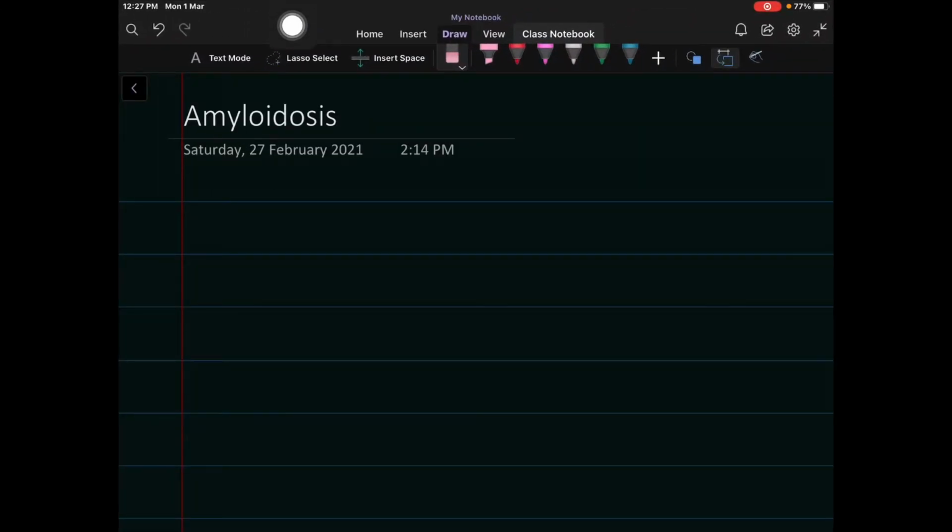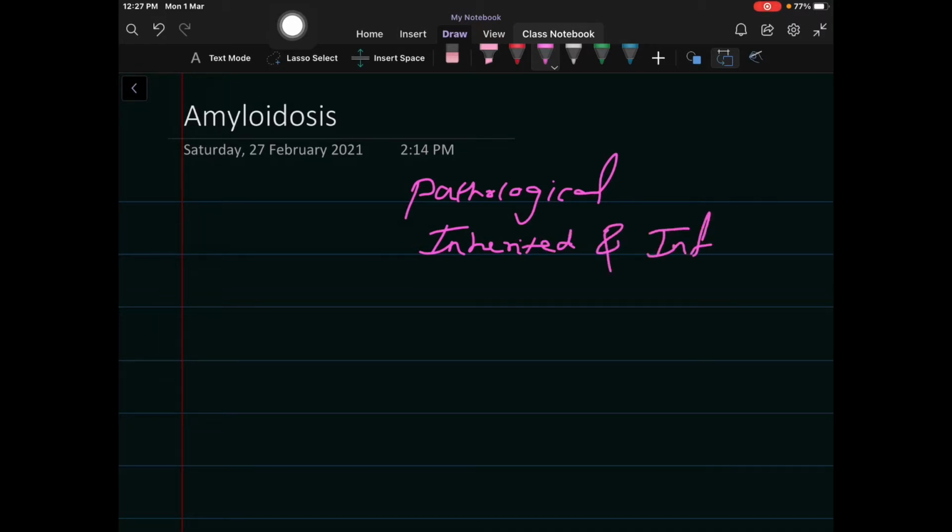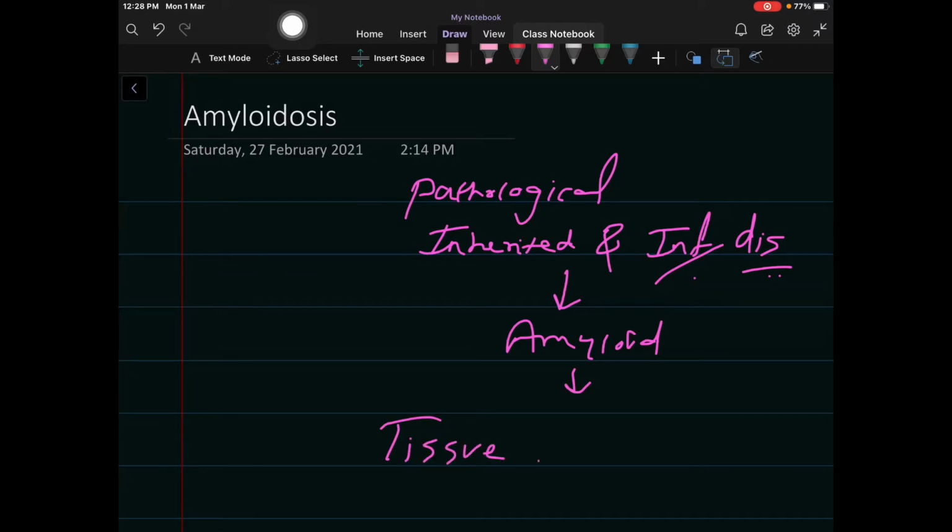Let me tell the definition of amyloidosis. Actually, it is a pathological state which is associated with inherited and inflammatory disorders, and the amyloid is responsible for tissue damage and functional compromise.